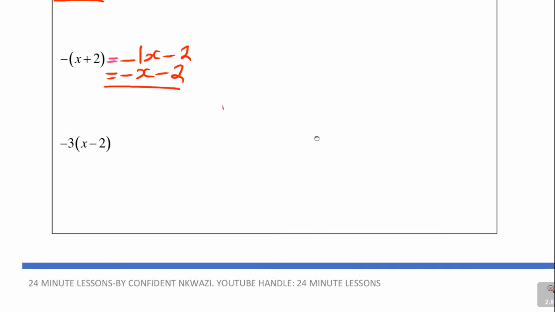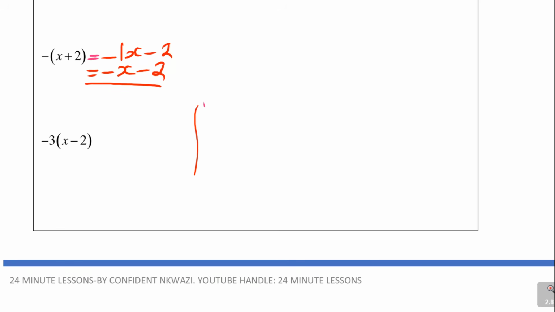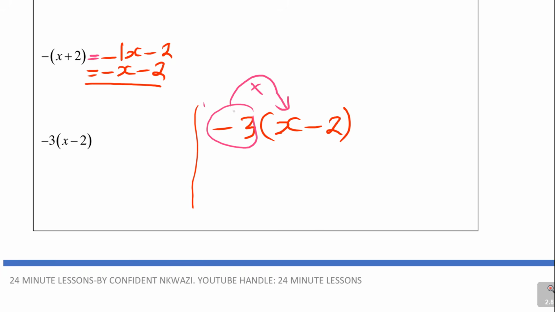Now let's move on. There is another one. It says here we need to simplify minus 3 bracket x minus 2. Again, don't forget the whole thing here is, don't say 3, but minus 3 is going to multiply the x, and it is going to multiply the negative 2. So what are you going to have? You are going to have minus 3 times x and plus. Don't forget, always put a plus. Then you're going to say minus 3 times minus 2.